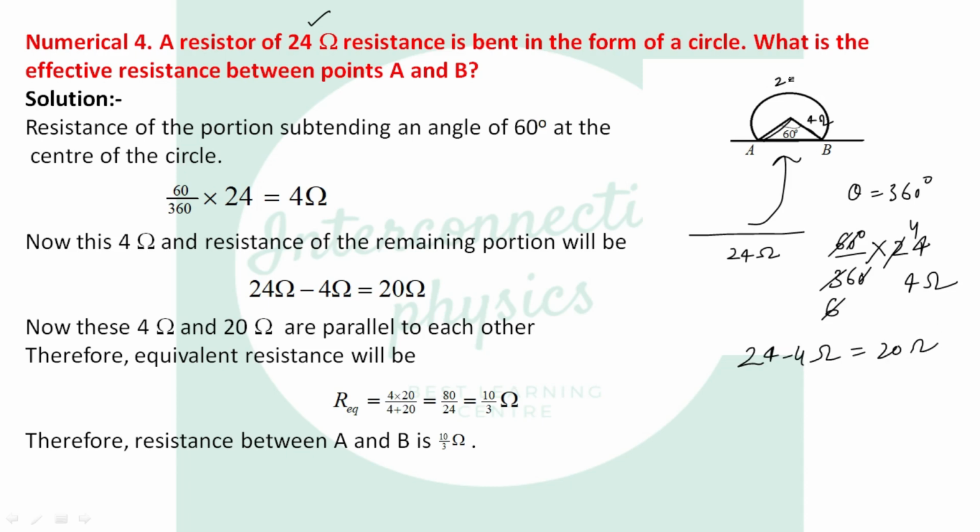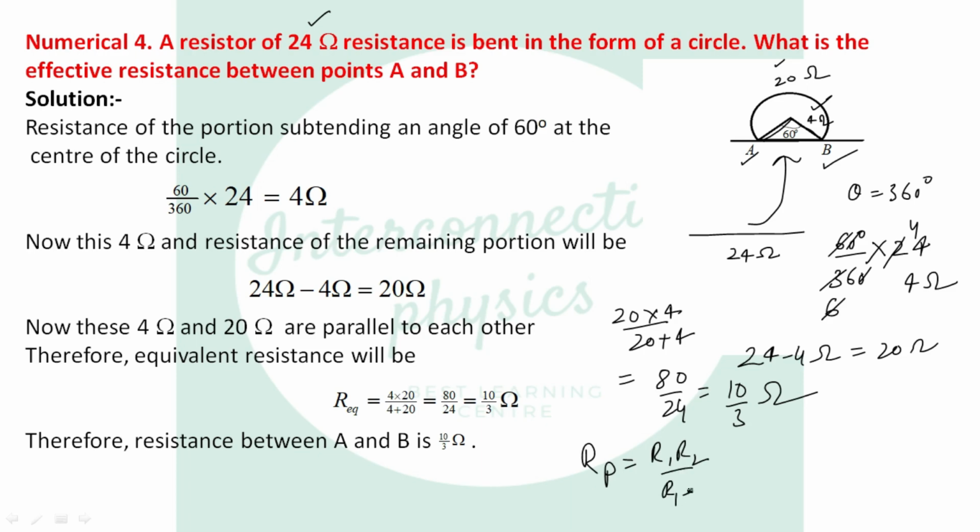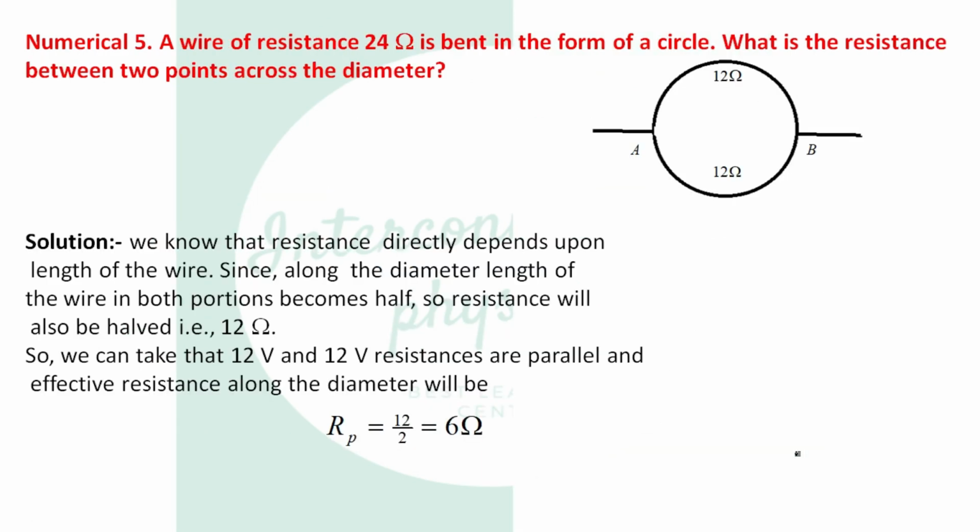So that means this is 20 ohm, and this 20 ohm and 4 ohm are parallel to each other. Okay. So the result will be 20 into 4 divided by 20 plus 4. The answer is 80 divided by 24, and the answer is 10 by 3. So this is the equivalent resistance between points A and B, because the formula for a parallel combination is R1 R2 divided by R1 plus R2. Now next numerical, numerical number 5. A wire of resistance 24 ohm is bent in the form of a circle.